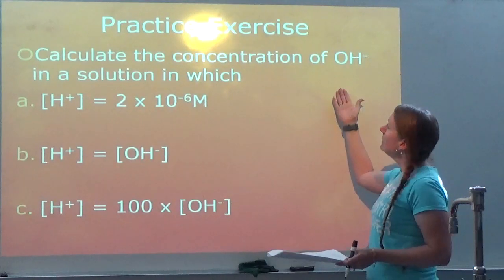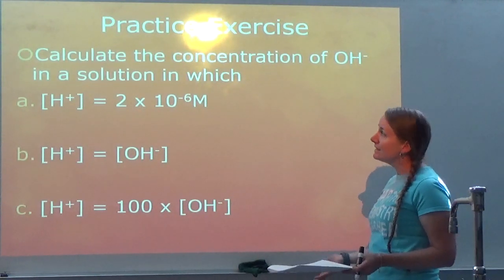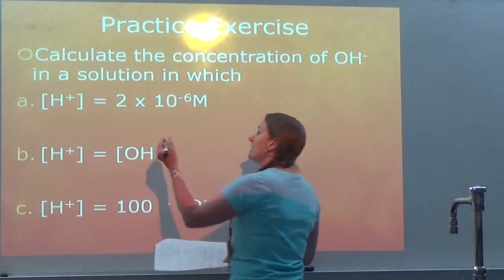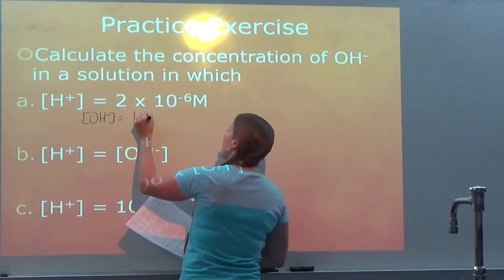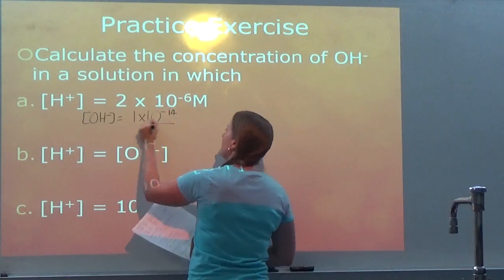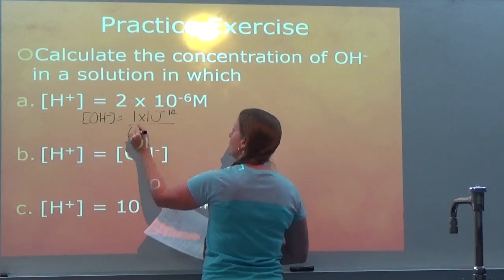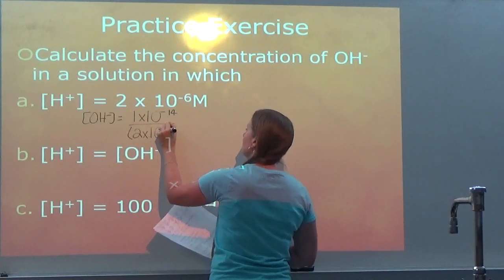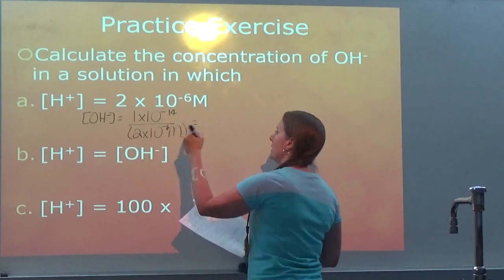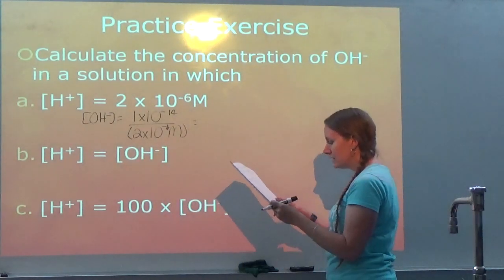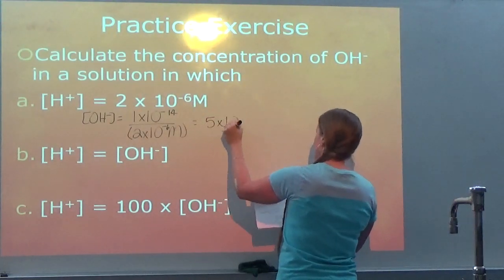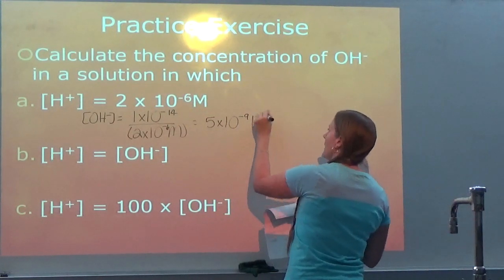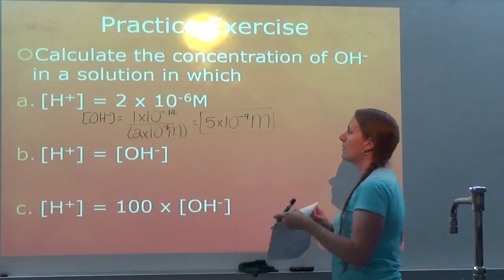Alright, so it says calculate the concentration of OH minus in the following solutions. Okay, so this time I'm looking for OH minus. So when I rearrange, I get 1 times 10 to the negative 14 over H plus, which in this case is 2 times 10 to the negative 6. Okay, don't forget to put that bottom number in parentheses based on how you type it in the calculator. And so I ended up getting 5 times 10 to the negative 9. And I am solving for concentration, so I put my molarity.